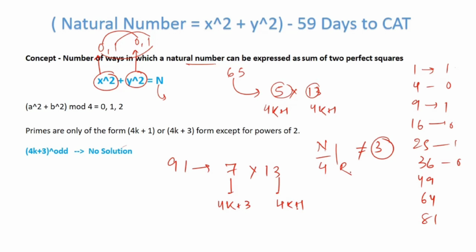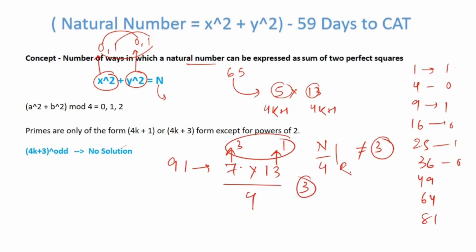We've seen the logic why 4k plus 3 is never going to give you a solution. Why? When you divide this number by 4 and take the remainder, this number is going to give you a remainder of 3. This number is going to give you a remainder of 1. Overall remainder is 3. When the remainder of this number when divided by 4 is equal to 3, you are not going to get any solution.